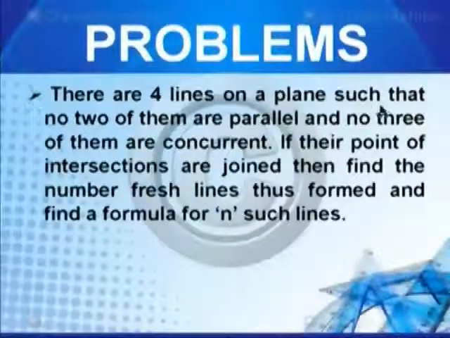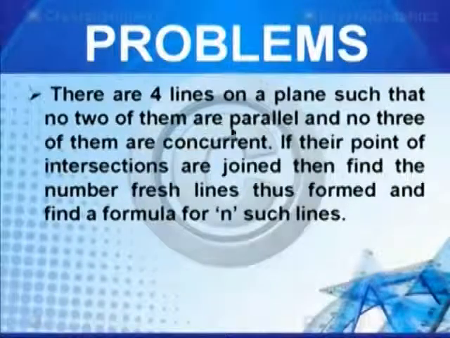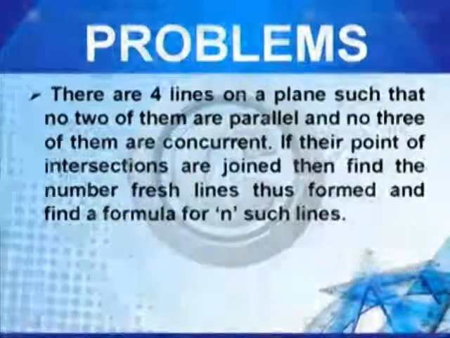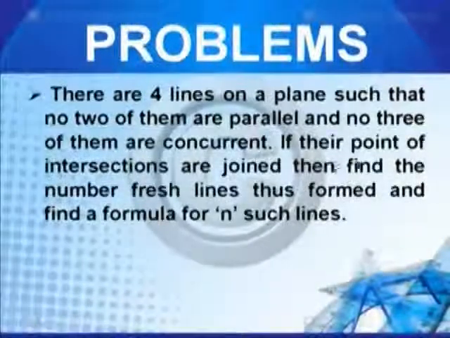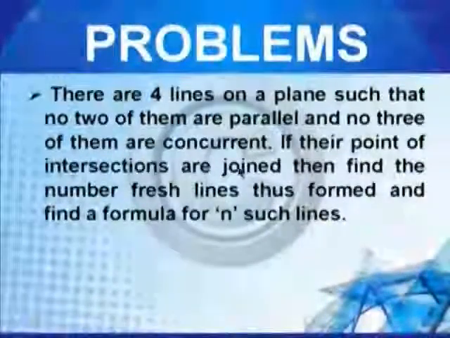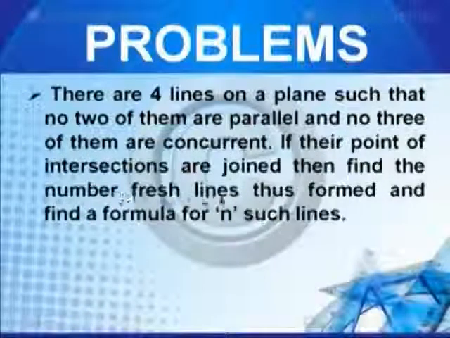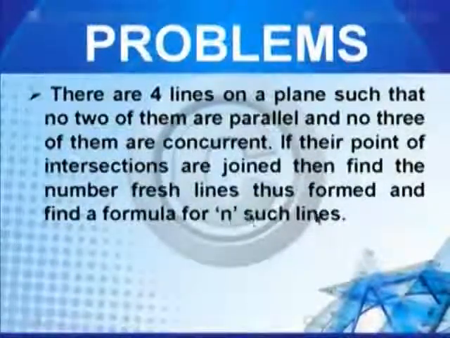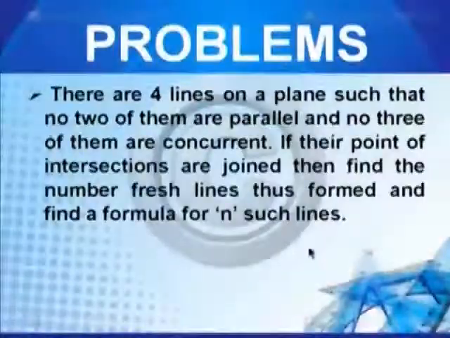To see the first problem. There are 4 lines on a plane such that no 2 of them are parallel and no 3 of them are concurrent. If their points of intersection are joined, then find the number of fresh lines thus formed and find a formula for n such lines.